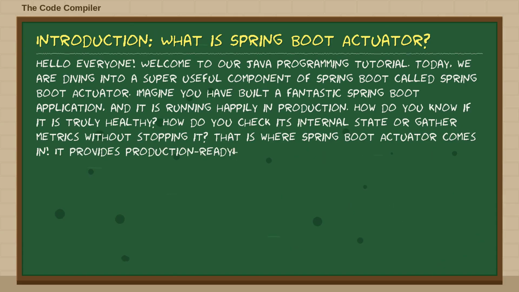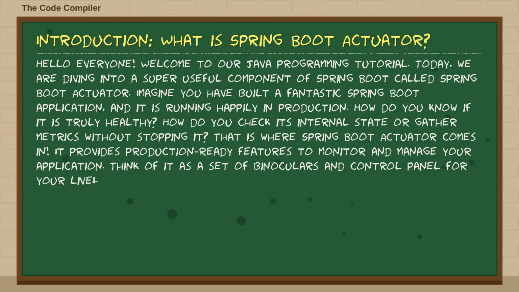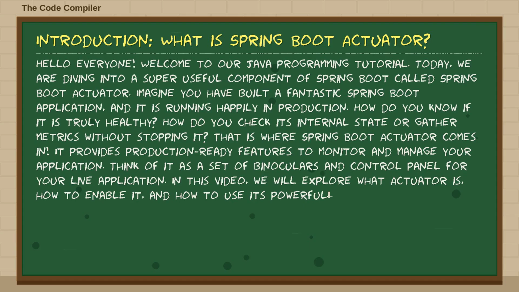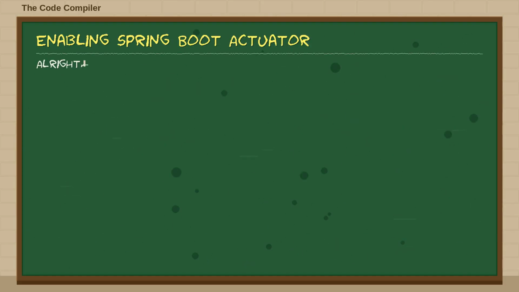It provides production-ready features to monitor and manage your application. Think of it as a set of binoculars and control panel for your live application. In this video, we will explore what Actuator is, how to enable it, and how to use its powerful endpoints to gain insights into your Spring Boot applications. Let us get started.